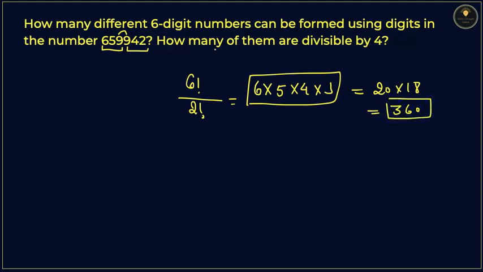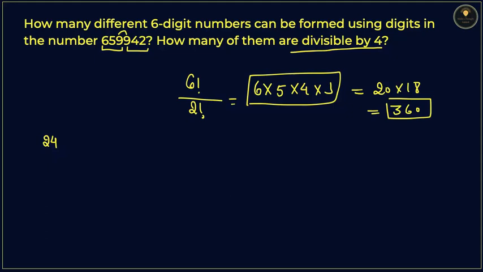Now we have to understand how many of them are divisible by 4. So let's check the divisibility rule of 4. For a number to be divisible by 4, we have to check the last 2 digits of that number. If the last 2 digits are divisible by 4, then we can say the total number is divisible by 4. Now, if you take the first number, we can take it as 24, which is divisible by 4.